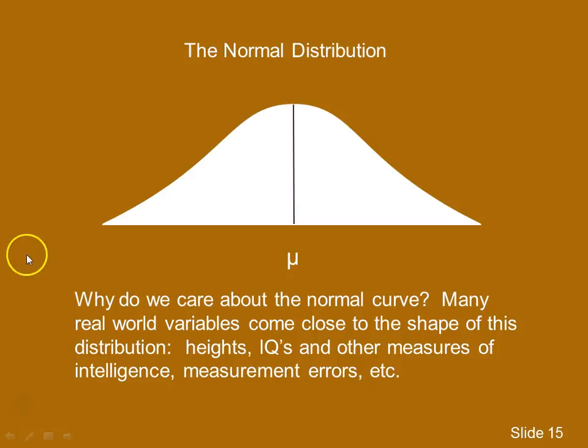It tends to be perfectly symmetric with the mean in the middle. Why do we care about the normal curve? Well, it turns out that many things in the real world come close to this general shape when people look at their distributions. People's heights, IQ scores, other measures of intelligence like SAT scores, measurement errors turn out to be often normally distributed. In fact, I suspect that's where it got the name the normal curve, because it seemed to be a very normal shape for a distribution.